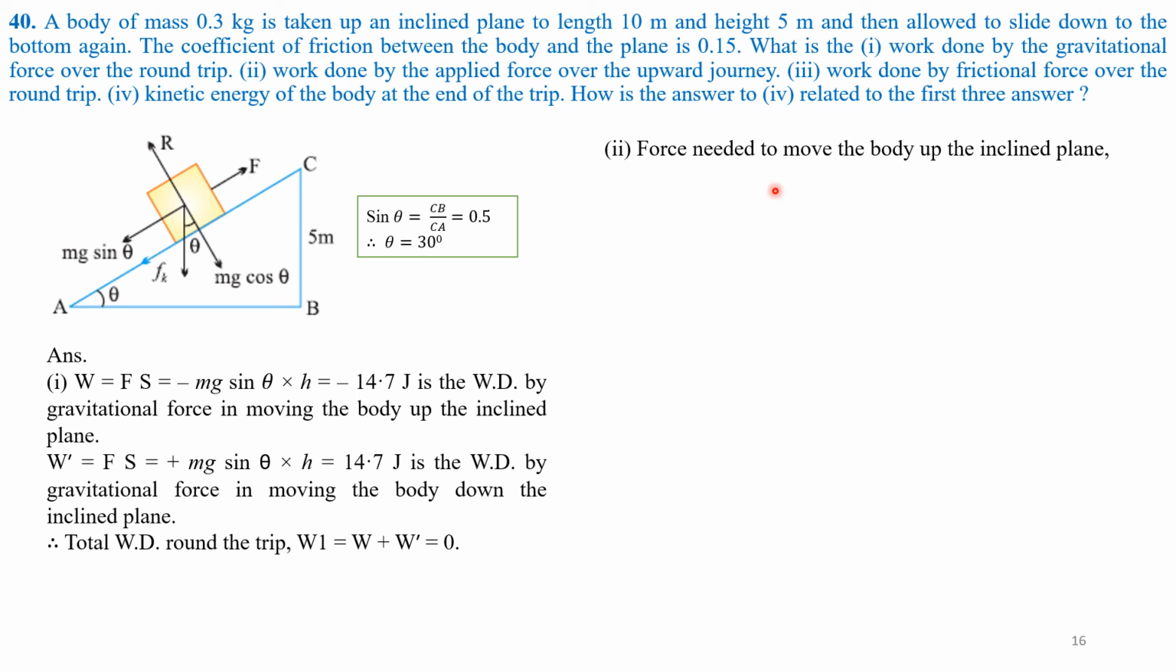Part 2. Force needed to move the body up the plane is given by the relation F is equal to mg sin theta plus frictional force, that is Fk. Therefore, mg sin theta plus mu k into R. So here mu k is the coefficient of kinetic friction and R is the normal reaction force. Therefore, that is equal to mg sin theta plus mu k into mg into cos theta.